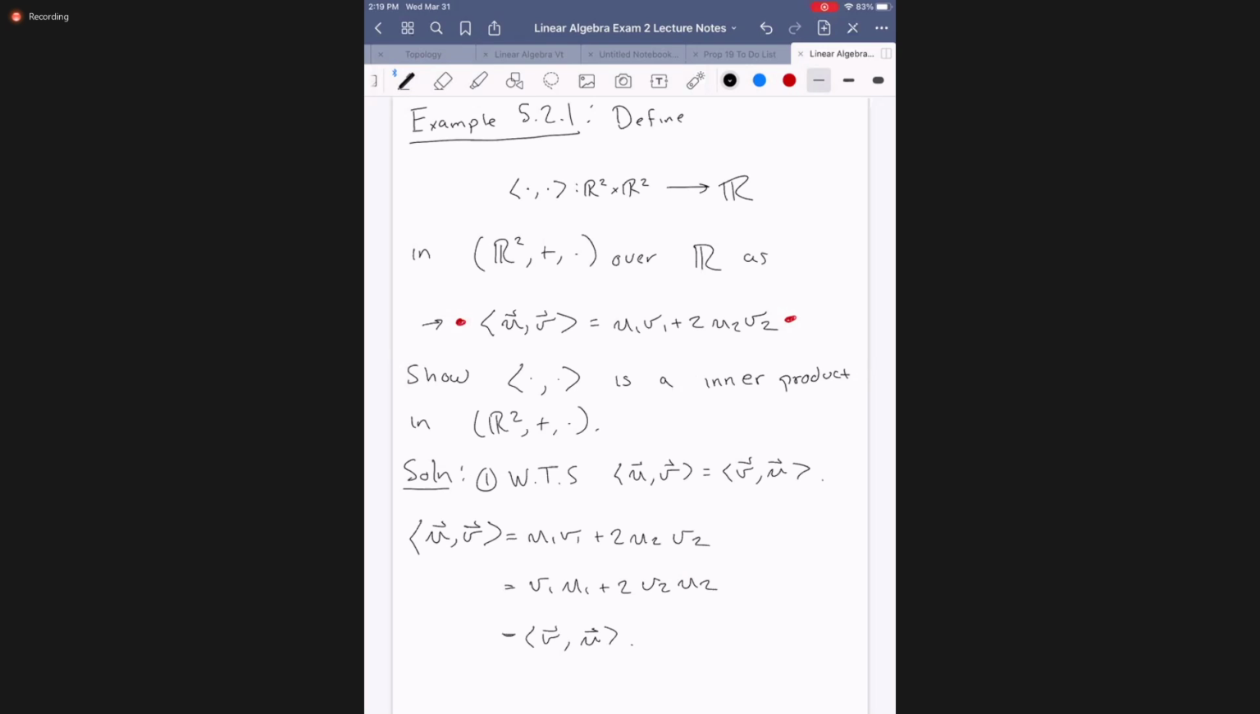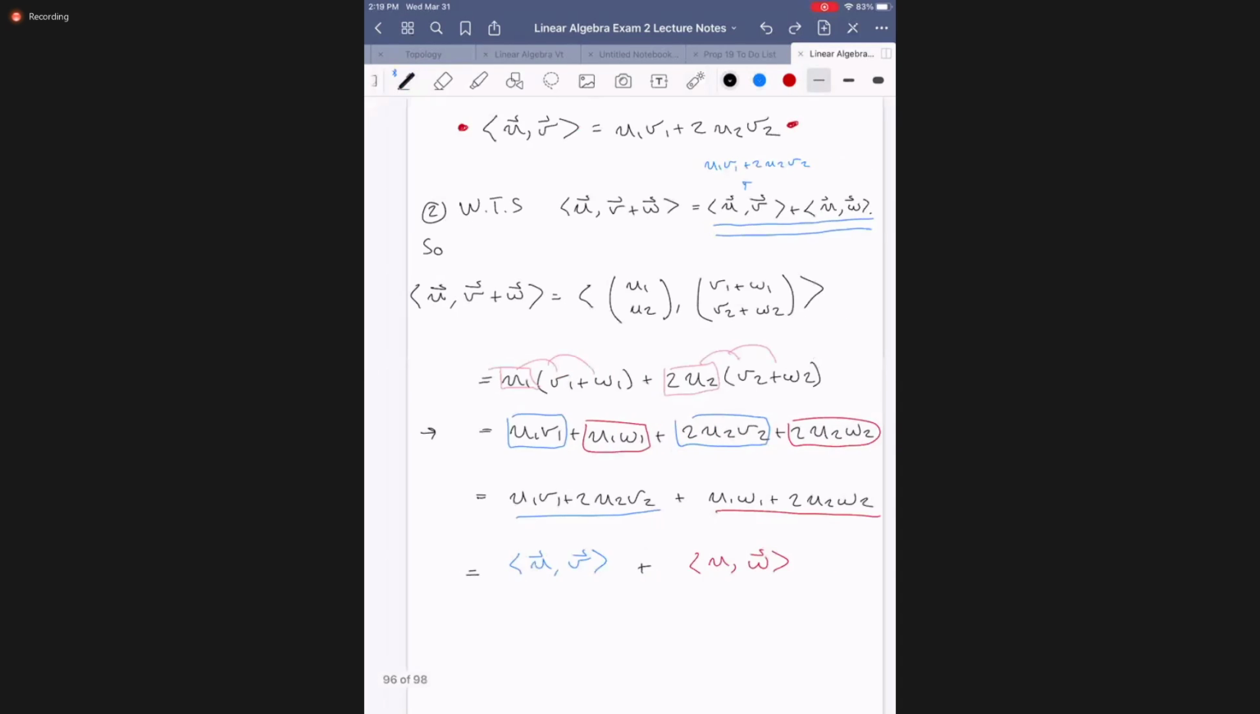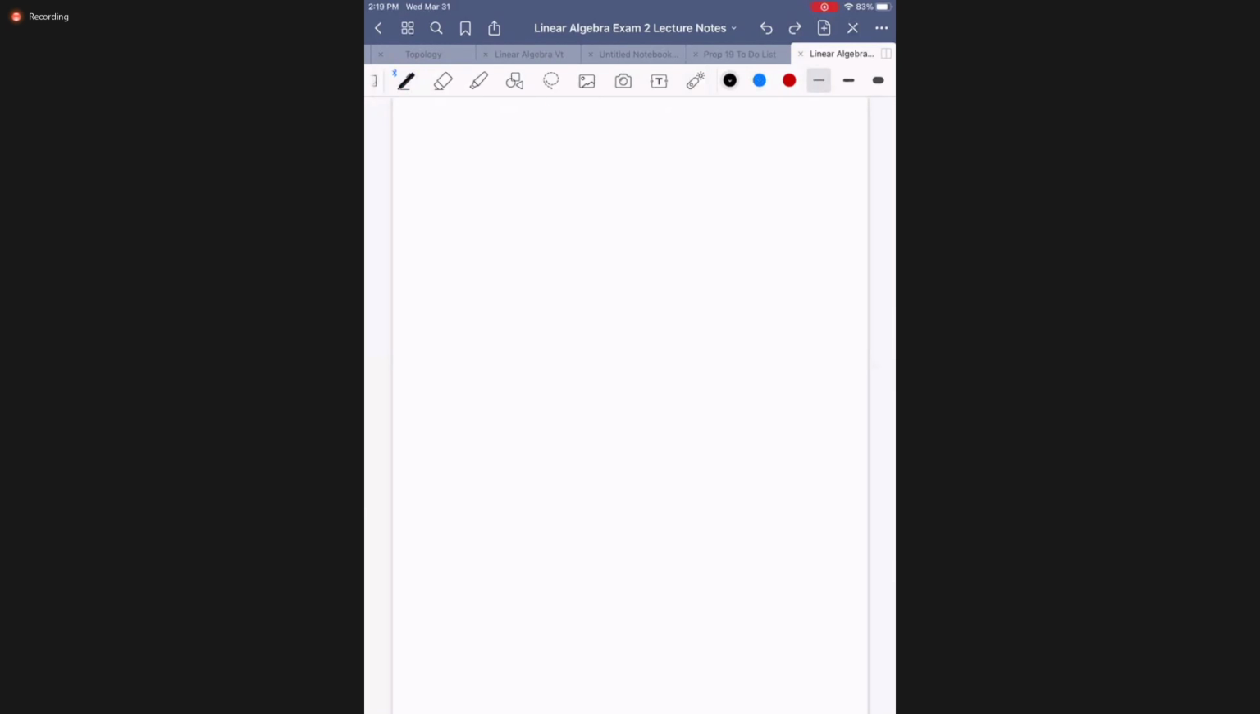So again, what this means is that inner products aren't unique, meaning that there isn't just one for every vector space. They can define multiple ones, and they all are equally as valid as the other ones. Okay, so inner products are not unique, I guess you can say that.